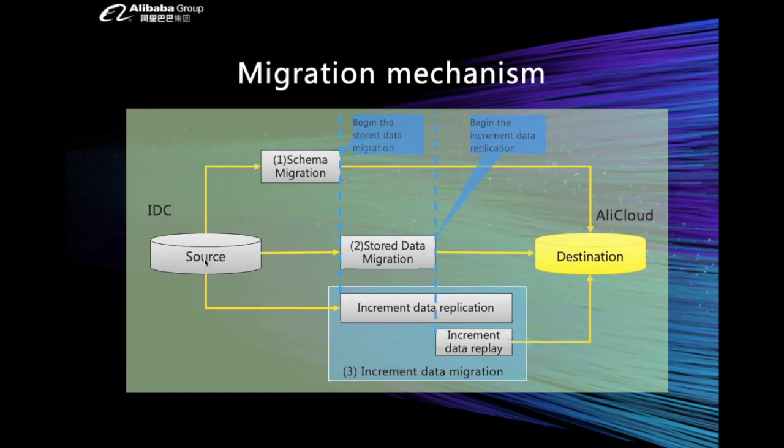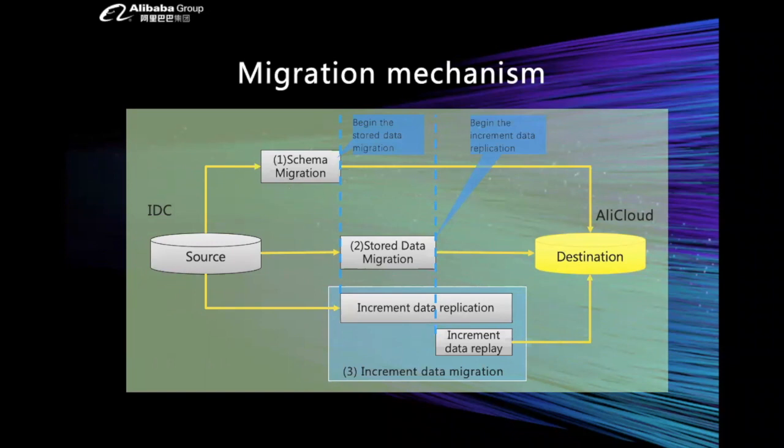So imagine you have a data source. Now, things happen in sequence. Step number one is a schema migration. DTS is smart enough, intelligent enough, to automatically detect the schema objects on the source database and then migrate all the schema objects to your target database. So step number one here refers to the schema migration process.